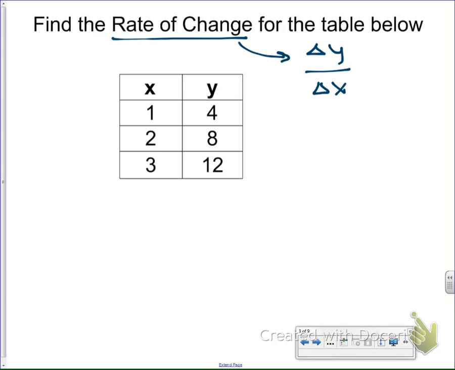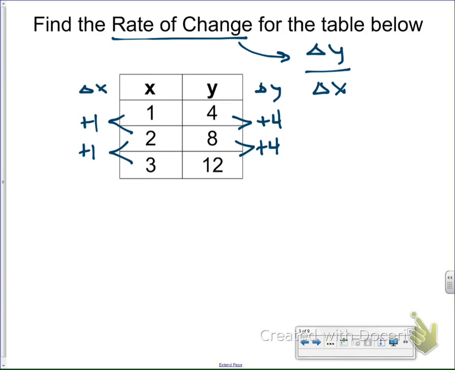To do this, I say we look outside the table because I want to look for the change that happens outside for my delta y and the change that happens outside for delta x. So what did I do to get from 4 down to 8? Now some people would want to say multiply by 2. Be careful, because with changes I always want to add or subtract. So really I'm adding 4, and then from 8 to 12 I'm adding 4 again. If I look over my x's, 1 plus 1 is 2 and 2 plus 1 is 3. So now I have a delta y and a delta x.